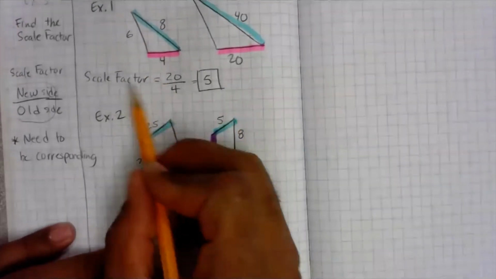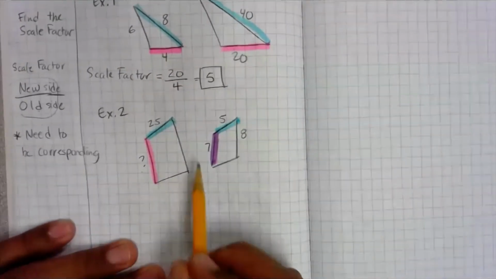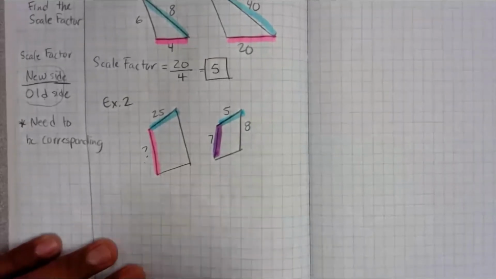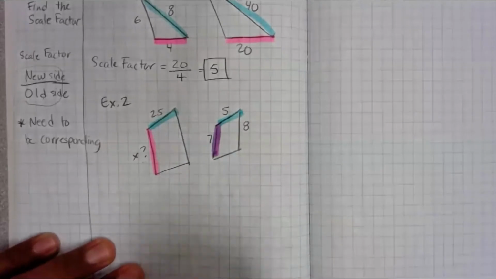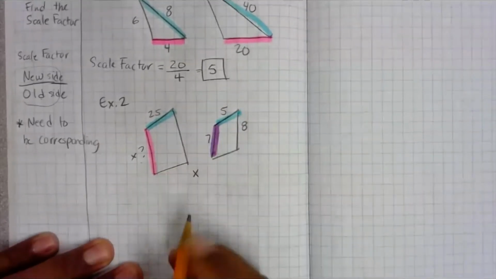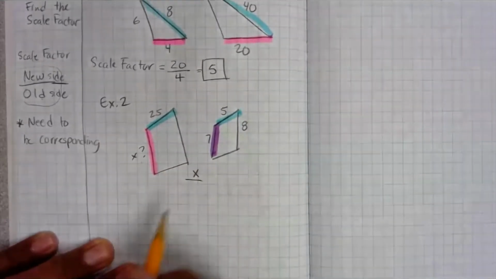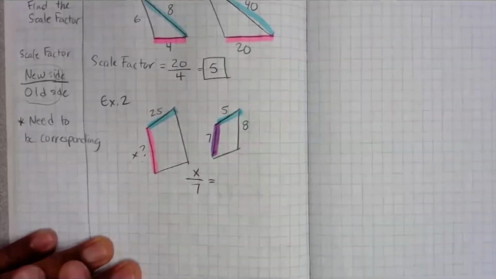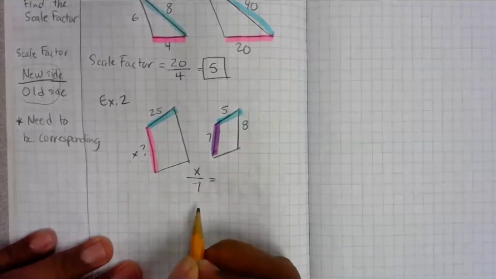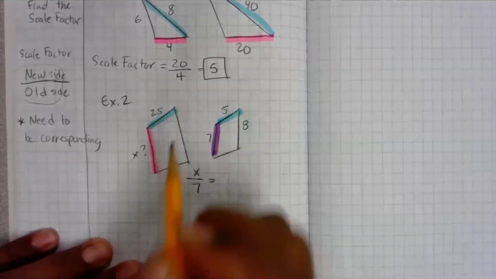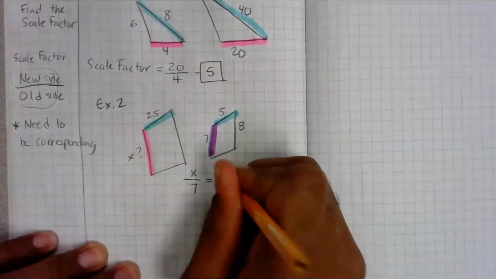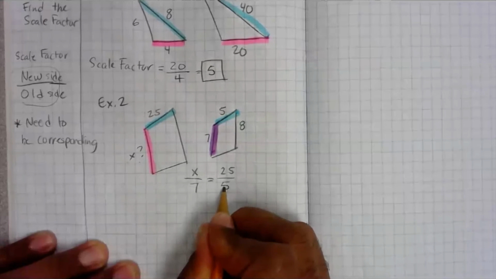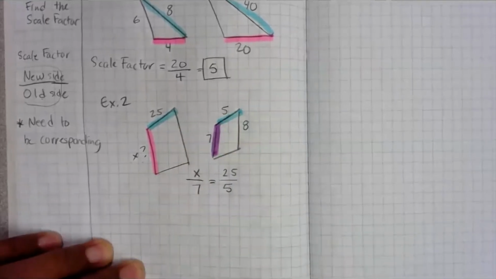Now, in the same way that I found the scale factor, I'm going to set it up the same way to find that missing side. So here's my missing side, and you could call it whatever. You could call it X if you want to. So I'm going to call it X. And this time I'm going to put the X over the 7 because those sides are similar. And then I'm going to take the 25 and put that over the 5 here, the side that corresponds to it.